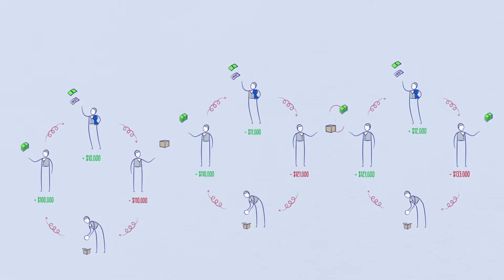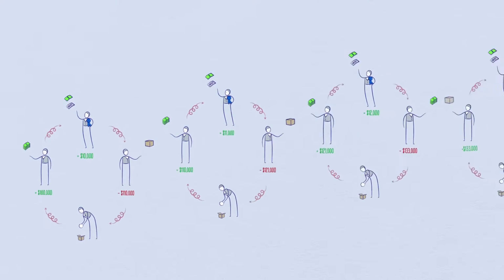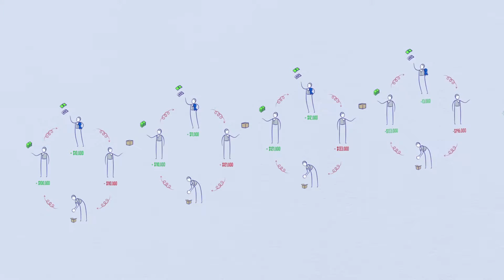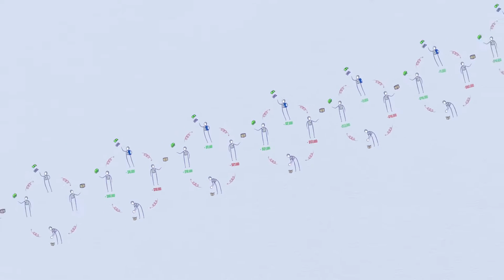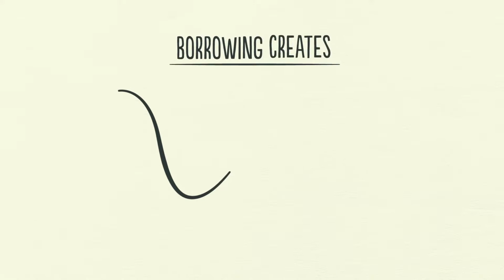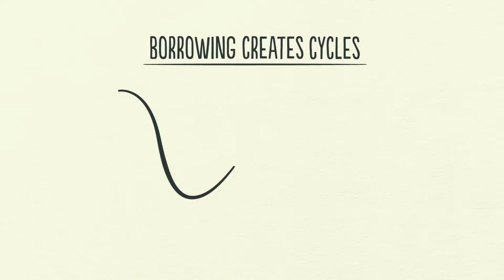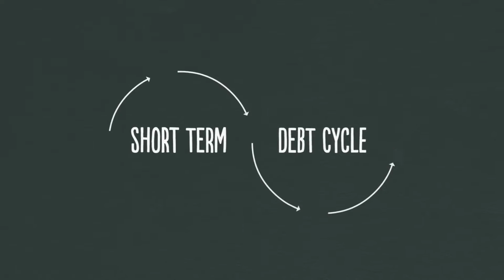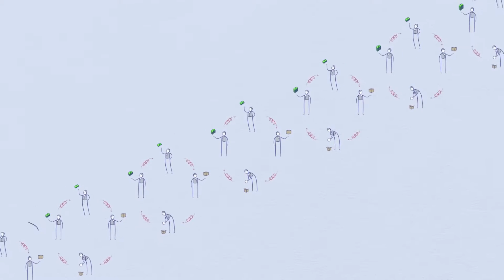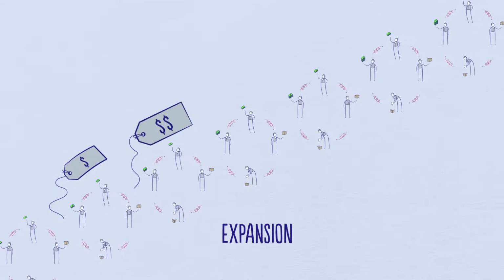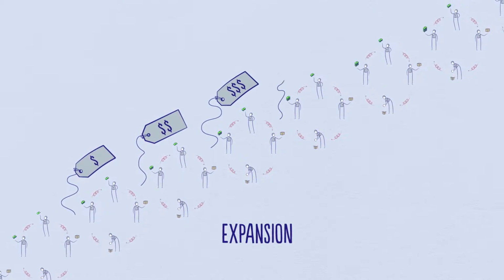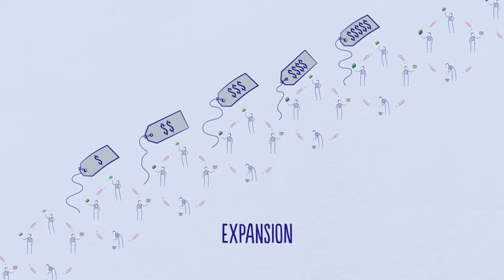His spending is another person's income, and by following the transactions, we can begin to see how this process works in a self-reinforcing pattern. But remember, borrowing creates cycles, and if the cycle goes up, it eventually needs to come down. This leads us into the short-term debt cycle. As economic activity increases, we see an expansion, the first phase of the short-term debt cycle. Spending continues to increase and prices start to rise.